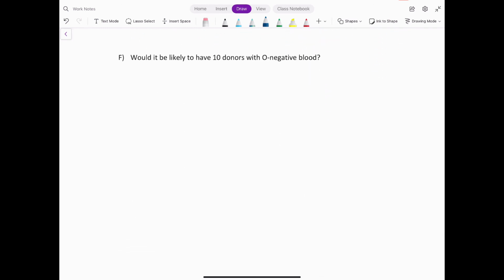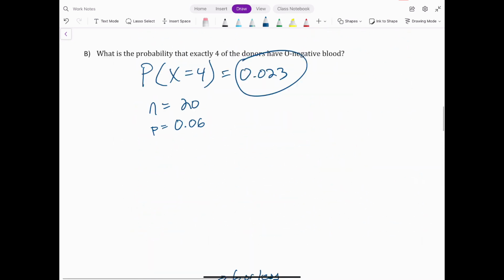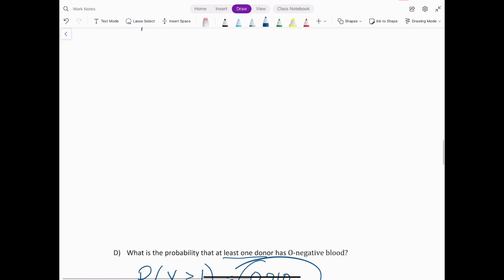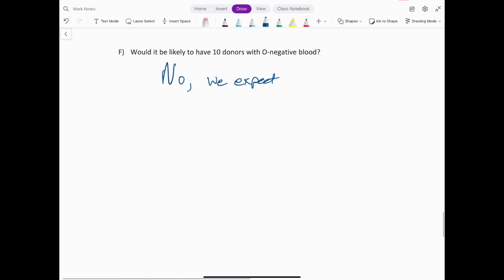Would it be likely to have 10 donors with O negative blood? Well, the answer to this, without any work, really, is no. Because remember, we expect, what was our expected value? Go way back to part A. Sorry for all the scrolling. In part A, we expect just one person to have O negative blood, right? We expected one person.